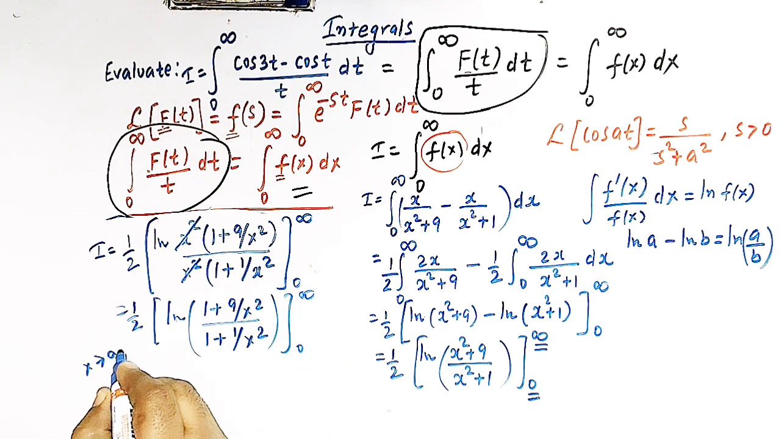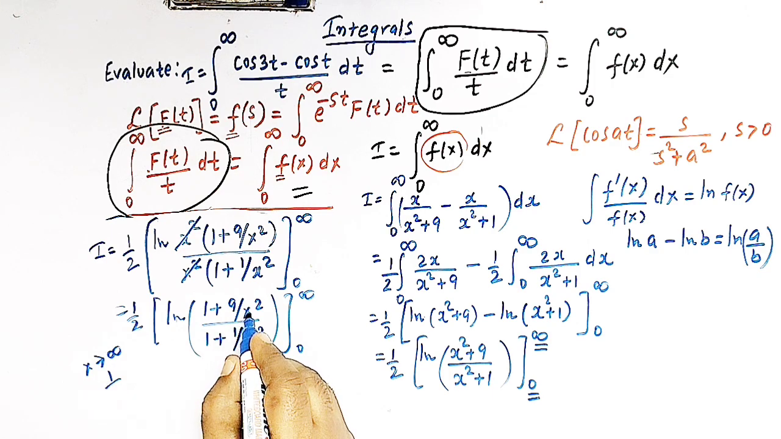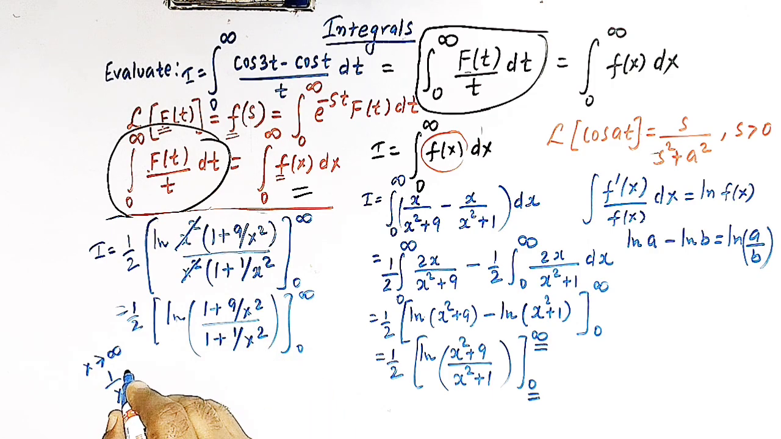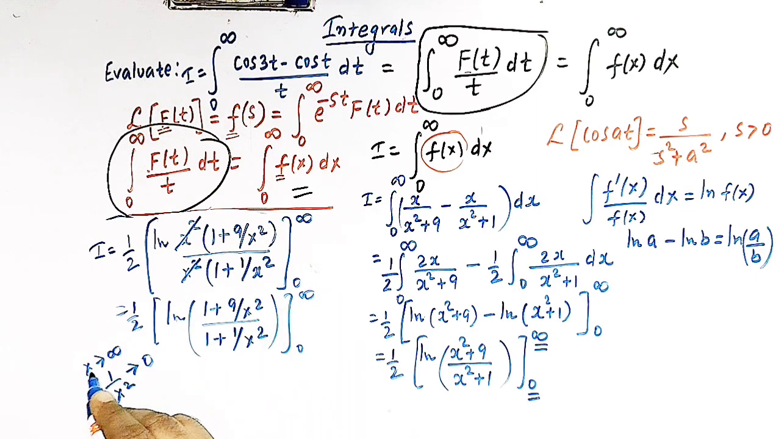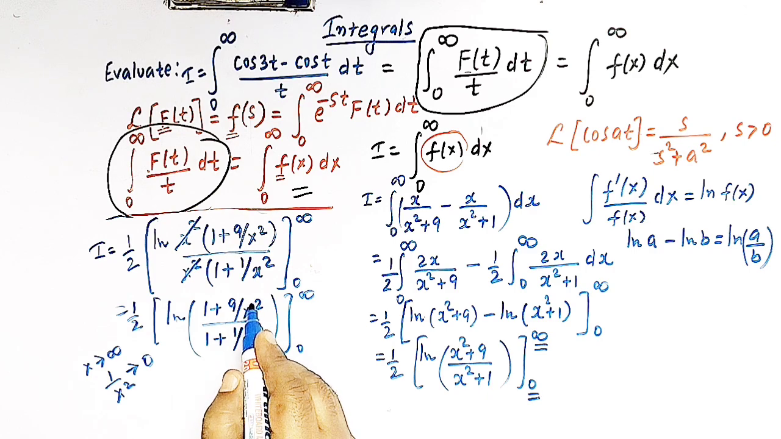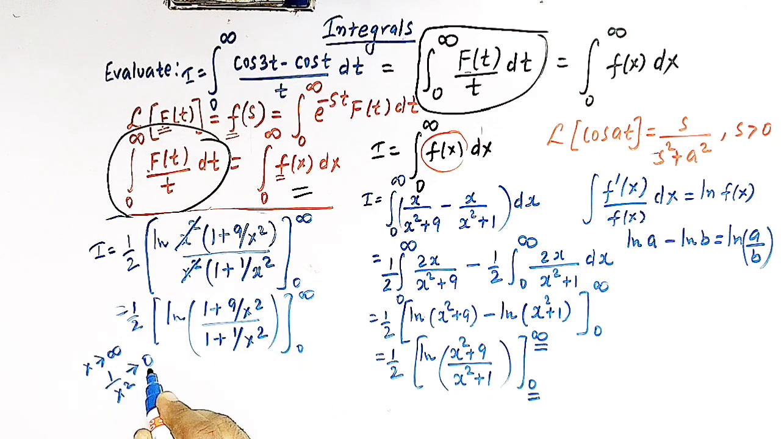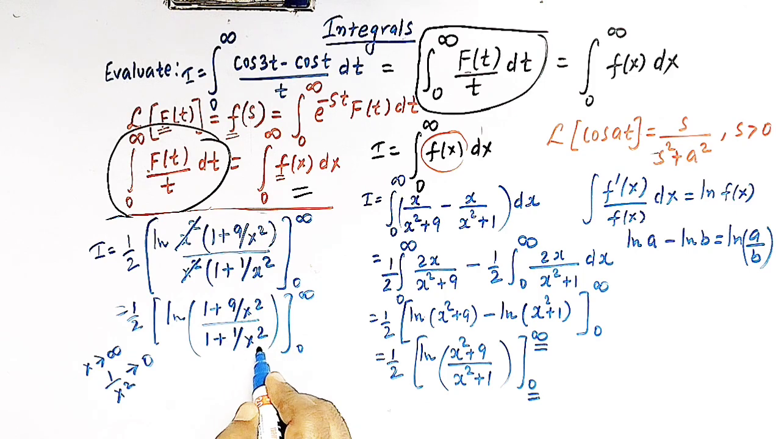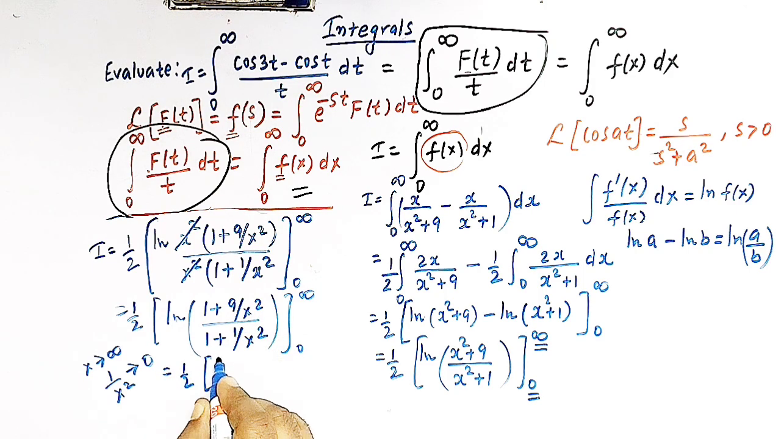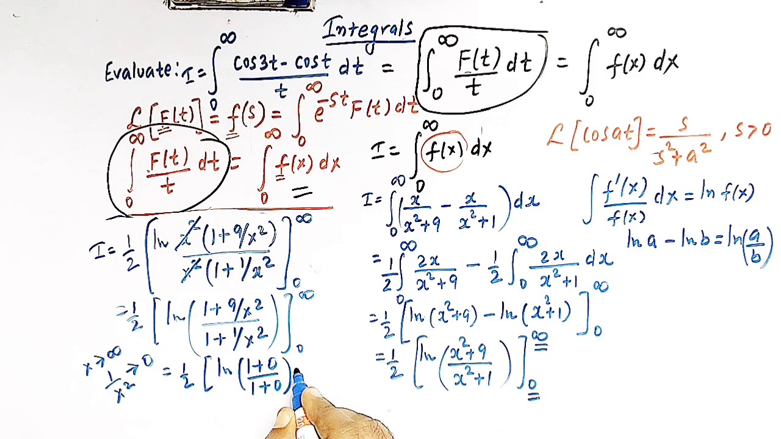Okay, so now when we take x tending to infinity, right? So when x tends to infinity, then 1 over x square tends to 0, right? So when we take the upper limit, that is x tending to infinity, then 1 over x square tends to 0. So this expression is 0, and this expression is also 0. So we have half, and then we have natural log of 1 plus 0 over 1 plus 0, right?